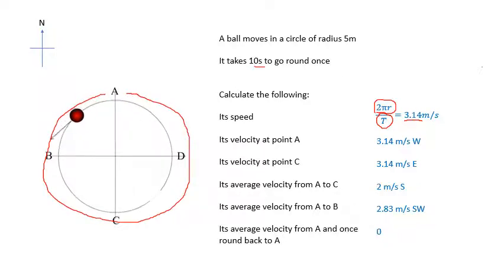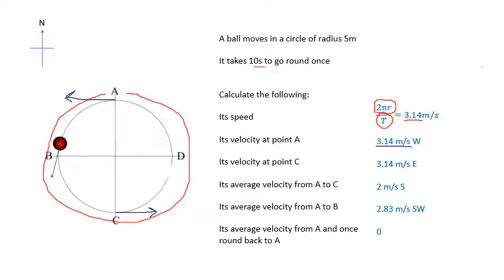Its velocity at point A. Now at point A, its speed is pi meters per second in that direction at that point in time. So its velocity at point A will be pi meters per second west. And at point C, its velocity will be pi meters per second east.